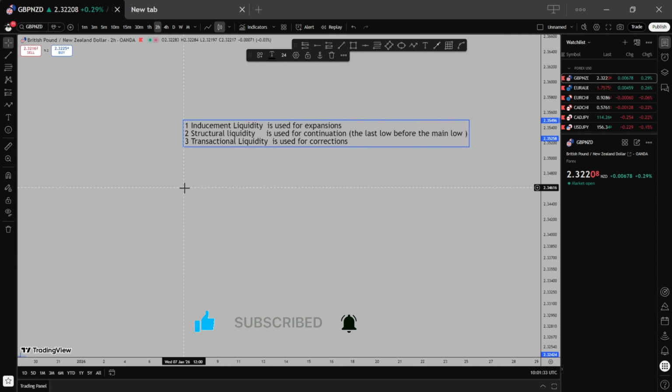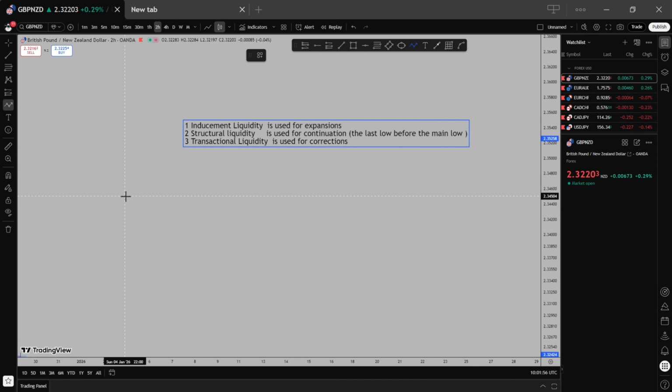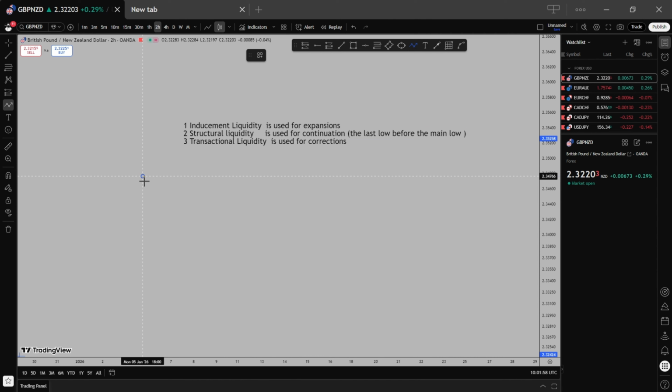Now, like I mentioned before, transactional liquidity is used for corrections. Okay, and note what I'm about to show you is usually a transactional liquidity, but it is not a transactional liquidity till price takes it out. Okay, let me show this with my algo structure. So this is my algo structure, like I taught in the last video.